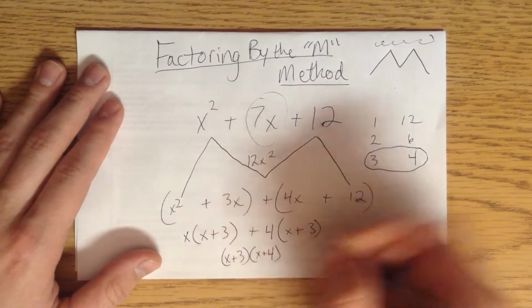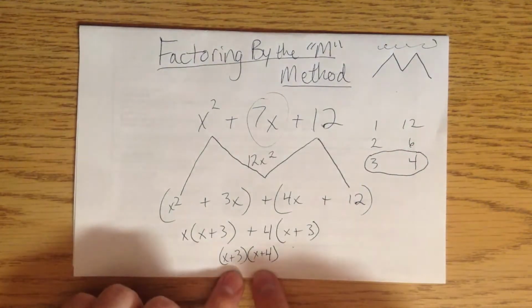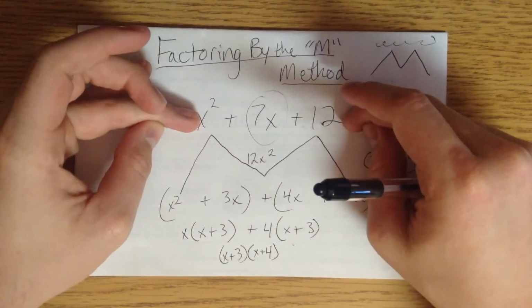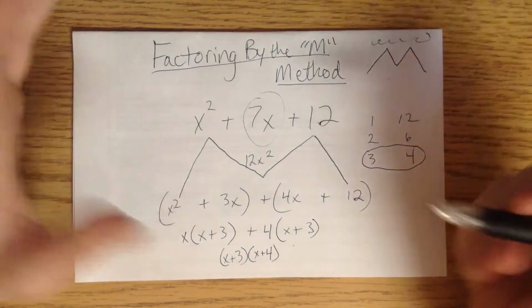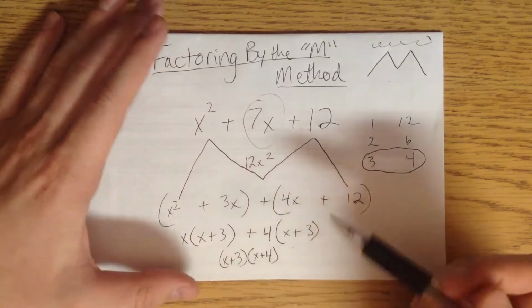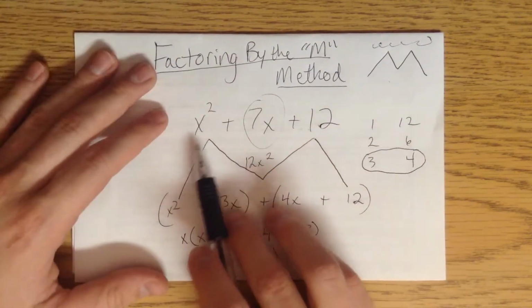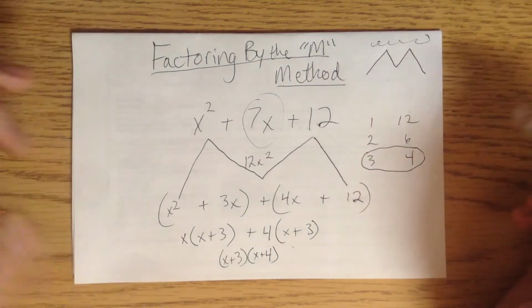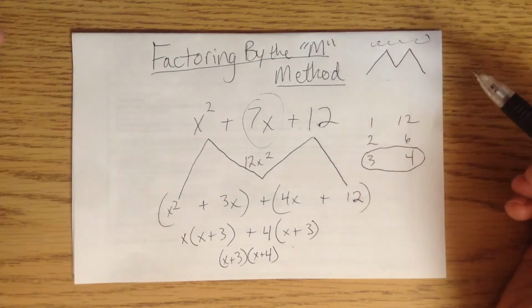And these two terms right here are what this trinomial is factored into. So if you want to go through and multiply this together using the FOIL method, you should go ahead and get your x squared plus 7x plus 12. That is basically how you factor by the M method, and I will go ahead and assign your homework so that you could try these out on your own.